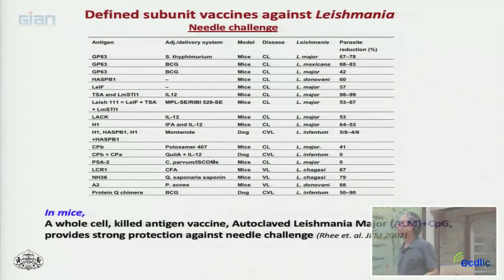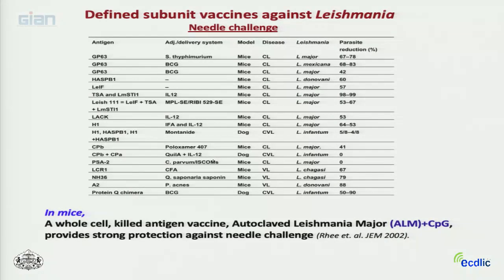And the easiest one that a lot of people have used is we can grow the insect stages of the parasite, the promastigote forms, cheaply in culture, and you just kill them. You autoclave them, so you heat kill them. So it's autoclaved Leishmania major. And you give it with a Th1 adjuvant like CpGs or IL-12, and it provides strong protection against needle challenge in the mouse. And so keep in mind, all of these studies were evaluated using needle challenge, not natural sandfly challenge.